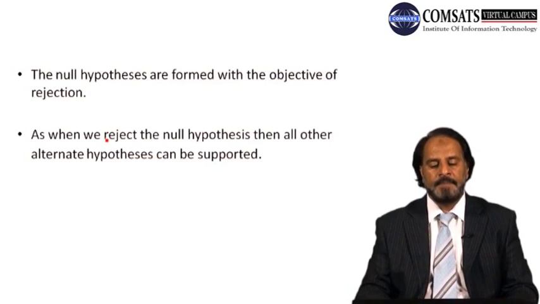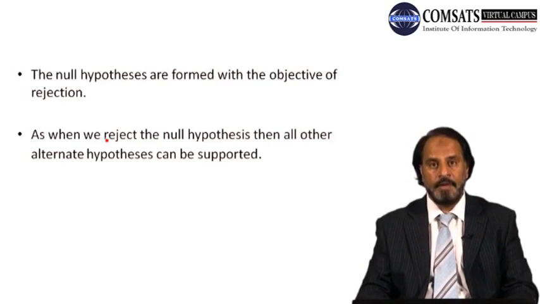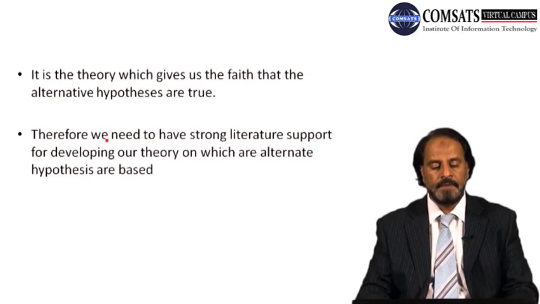As we said, the null hypotheses are formed with the objective of rejection. Once we reject the null hypothesis, all other alternate hypotheses can be supported. Once we are able to do that, it's easier for us to support all the alternate hypotheses. Again, whatever the hypotheses we have generated, they basically are driven from the theory or the literature. So it is the theory which gives us the faith that the alternate hypothesis is true, because in theory we've defined that there is a relationship.